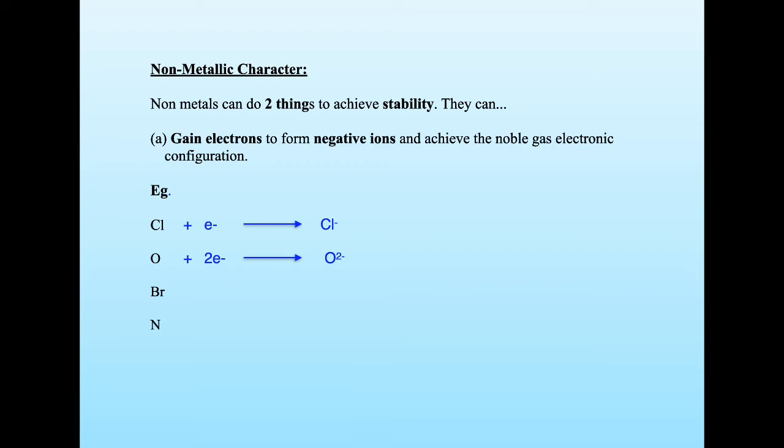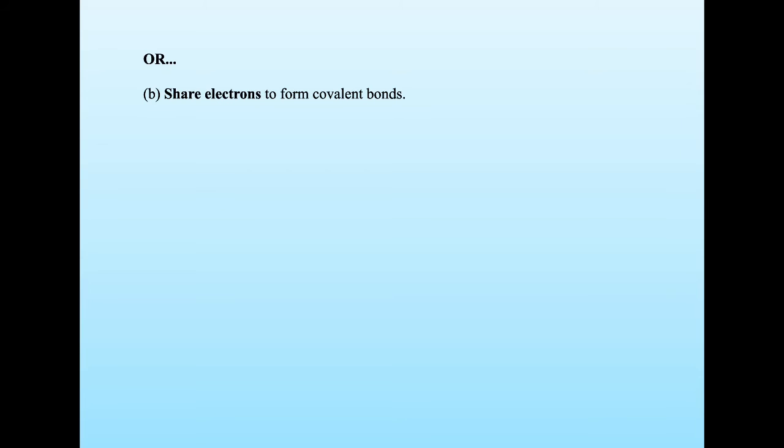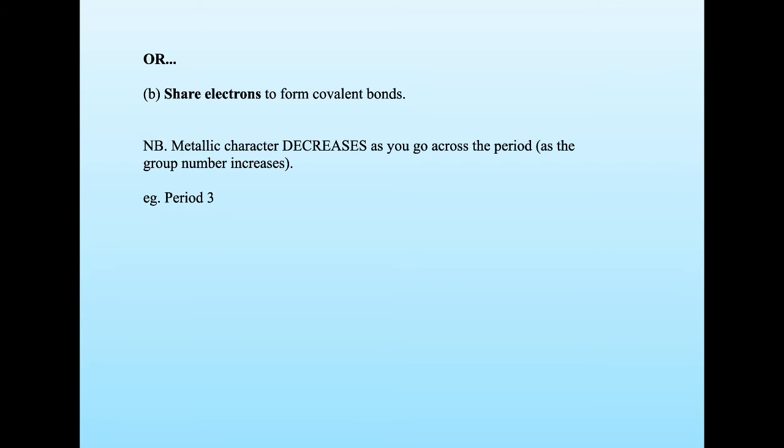An oxygen atom gains 2 electrons to form an oxide ion. A bromine gains 1 electron to form a bromide, and a nitrogen gains 3 electrons to form a nitride. So this is an example of non-metallic character. They gain electrons to form negative ions and a full outer shell. The other possibility is that they could share electrons. They form covalent bonds and get a share of electrons.